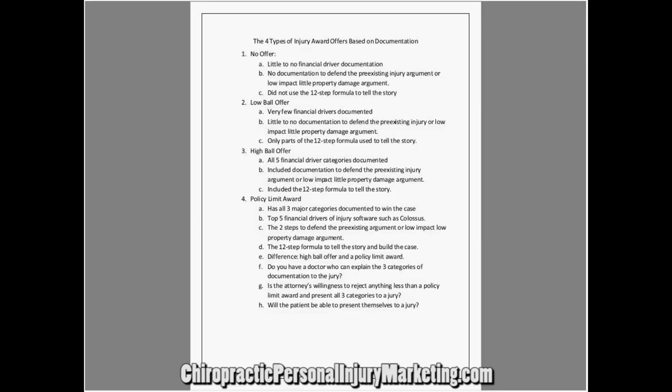In other words, both of those categories will have all 3 subcategories: the top 5 financial drivers documented, the 4 categories to defend the case, and the 12 categories to deliver the information to tell the story and support the case. So they'll have all of that. The only difference between the highball offer and the policy limit award is the attorney's willingness. Does the attorney trust that the doctor can deliver? And does the attorney think the patient is trustworthy to a jury to testify? That's the only difference. The documentation is going to be the same in those 2. So that's how simple we've made this.